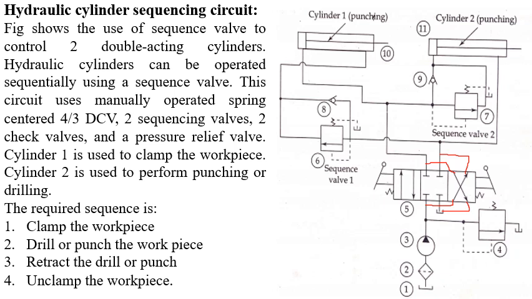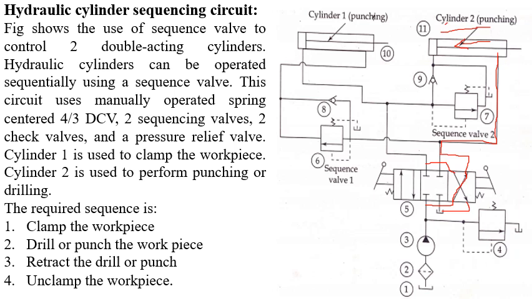When the 4/3 direction control valve is shifted to the right envelope, the oil goes to the rod end of cylinder 2 and retracts the drill. At the same time, the oil from the blank end of the cylinder goes to the tank via check valve 9 of sequence valve 2 and the direction control valve. Look at the flow, how it is happening. Here it goes like this. It directly enters cylinder 2.